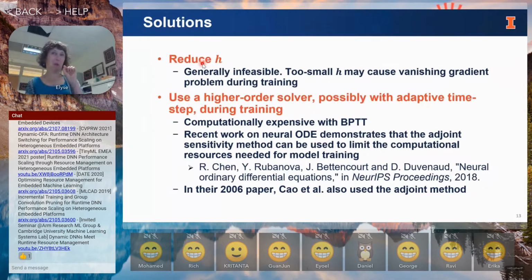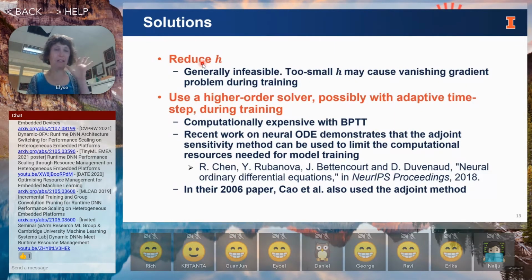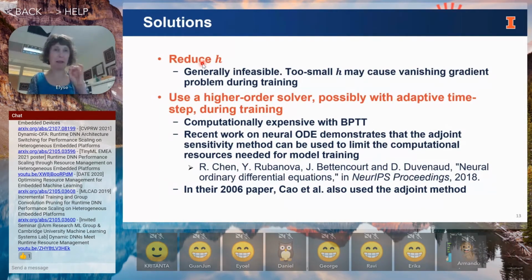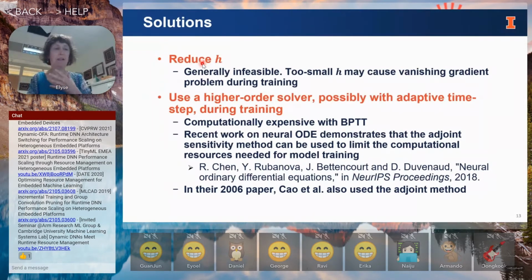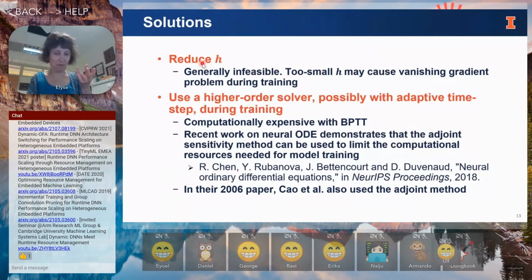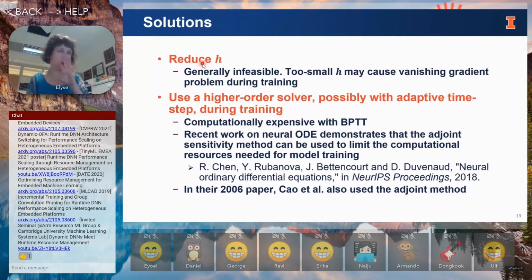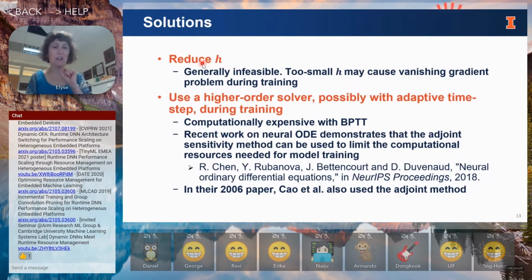There is, however, one problem. RNN models are normally trained using back propagation through time. And if we're using a high order solver, the memory requirements and time needed for back propagation through time become prohibitively large. I'll explain why, and go into some details on my next slide. But first, let me point you towards a possible solution.